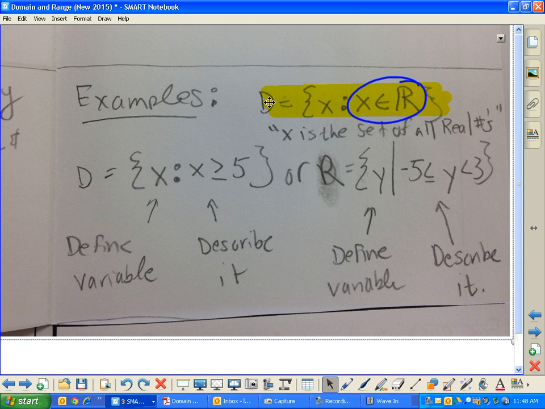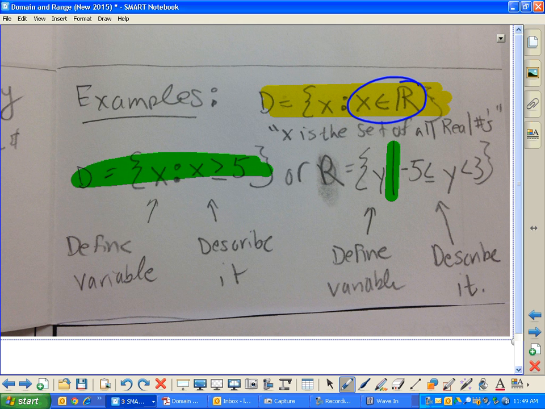Okay, so sometimes the graph doesn't take up the entire number line, and in which case we have our other two examples. So I'll read those for you too. Here's one right here. Here we would read this as D, that's domain, is the set of x when x is greater than or equal to 5. That colon right there, or that vertical symbol, kind of interchangeable there, that means when.